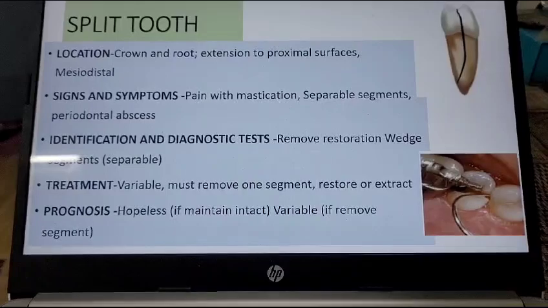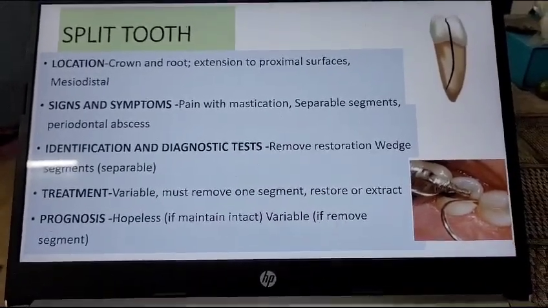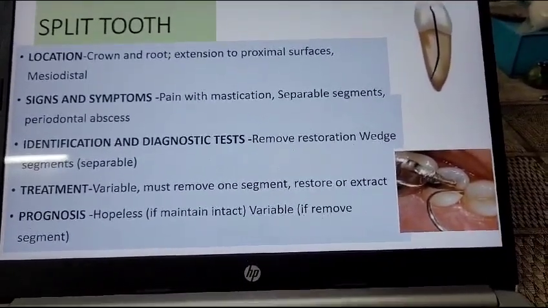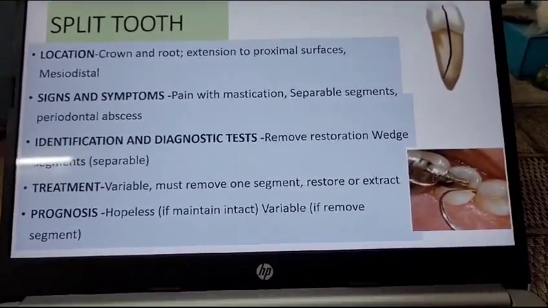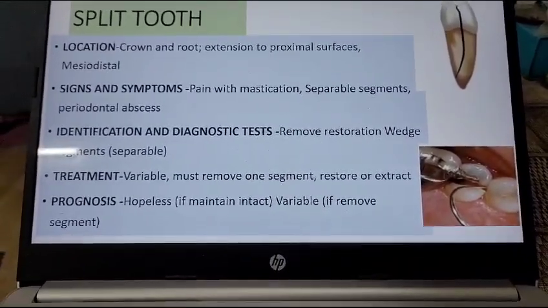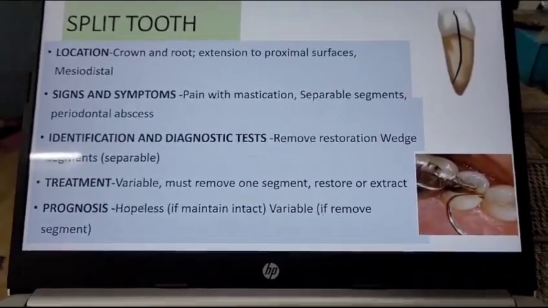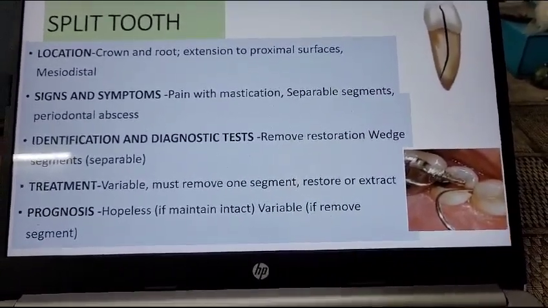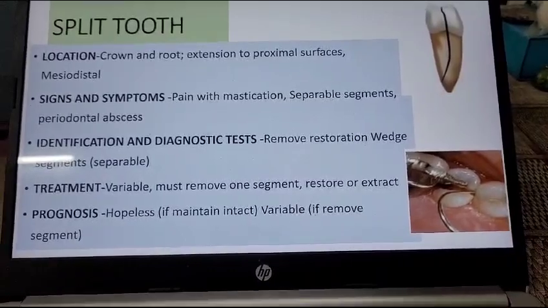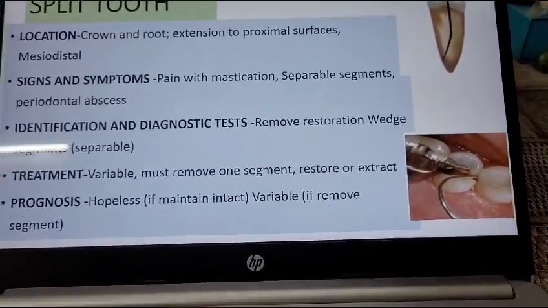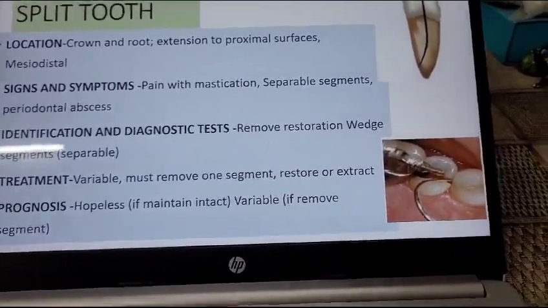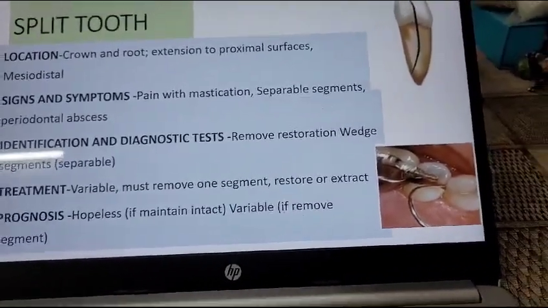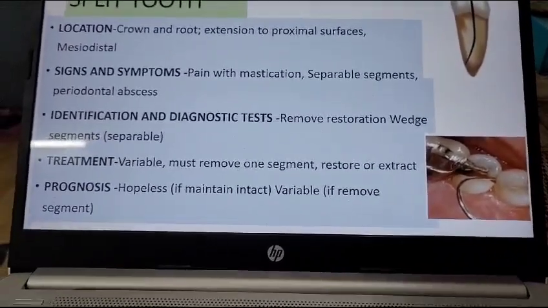We can see a periodontal abscess and pain on biting. For identification and diagnostic tests, we remove the restoration. After removing the restoration, we can go for a wedge test, or various dyes can be used to check. The treatment is variable: we must remove one segment if a segment is there, then restore or extract. The prognosis is hopeless if the tooth remains intact, and variable if the segment can be removed.